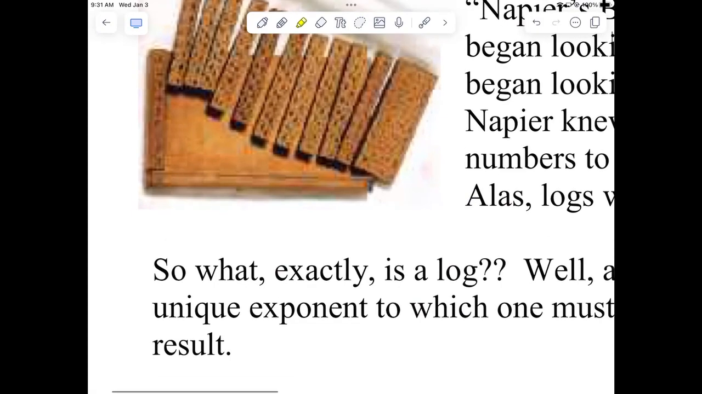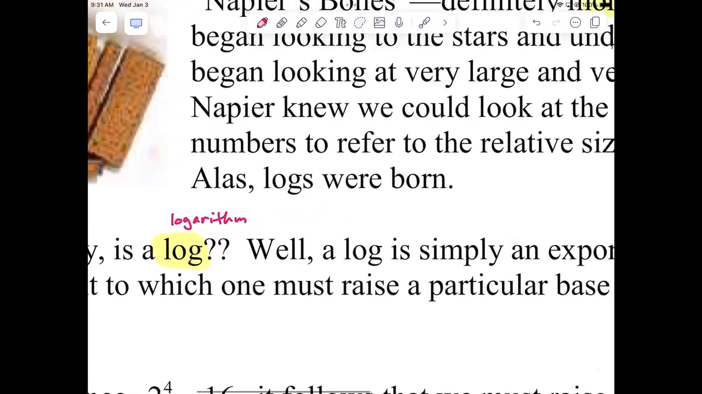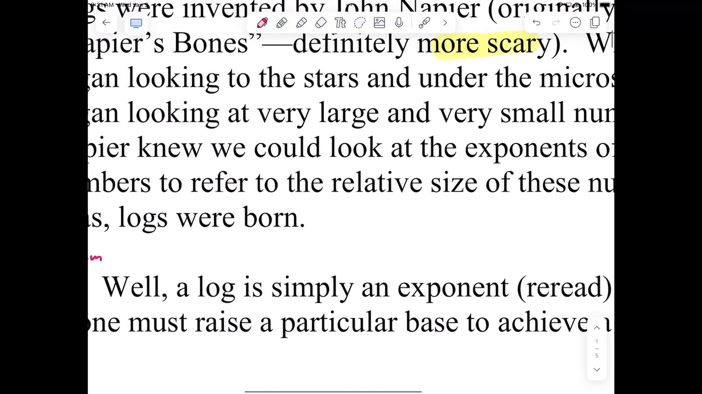So what is a log exactly? We're going to abbreviate logarithm as log. Are you all okay with that? So when I say what is a log, that means what is a logarithm? We use log to represent logarithm. Okay, here it is. A log is simply an exponent. Reread: a log is simply an exponent. What is a log? An exponent.